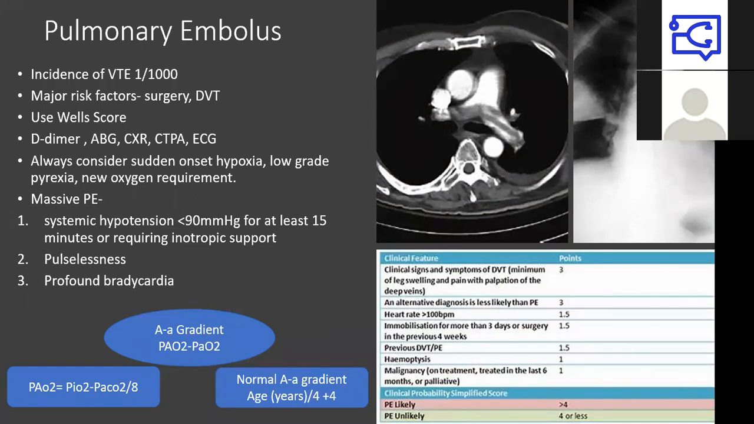Pregnancy: the D-dimer continually increases during pregnancy. It is not a reliable marker. Do not do it. If they've got cancer, they will most likely have a positive D-dimer. MI, stroke, they will have a positive D-dimer.